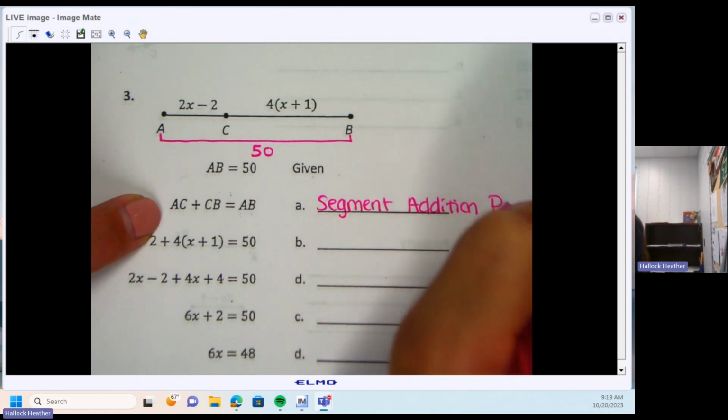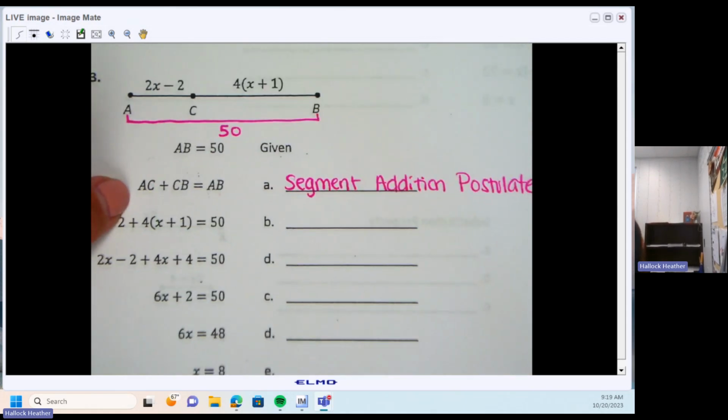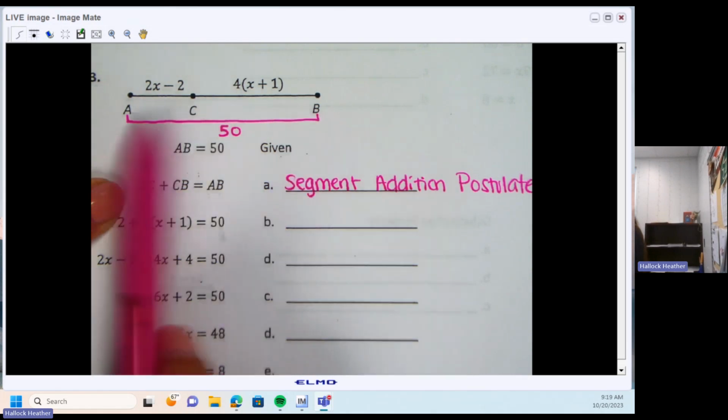And remember, when you're doing this on your own, on your chapter 3 test and stuff, you never have to actually fill it in completely by yourself. You will have a word bank. So this is segment addition postulate because you're taking your pieces of your segment, you're adding them together to make your whole.